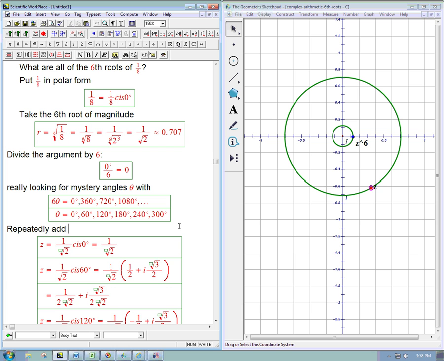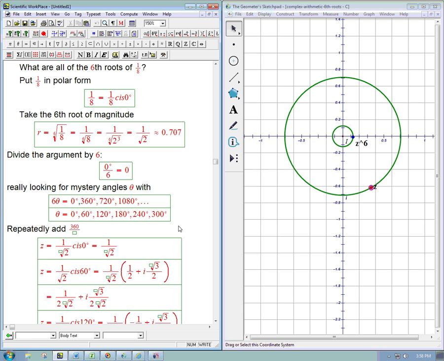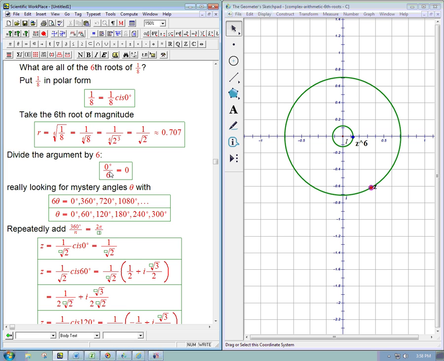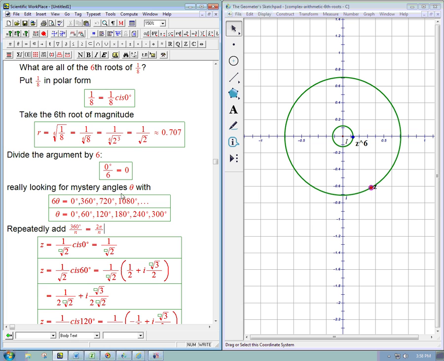Repeatedly add just 360 degrees divided by n, where n is the root we're taking, and here was 6. Okay, or if you want to do it in radians, 2 pi over n. And I will expect you to be able to do it in both degrees and radians, but for starters, you can just do it in whichever one's easier for you. All right.